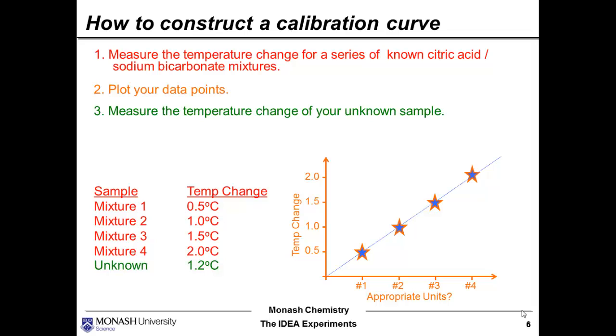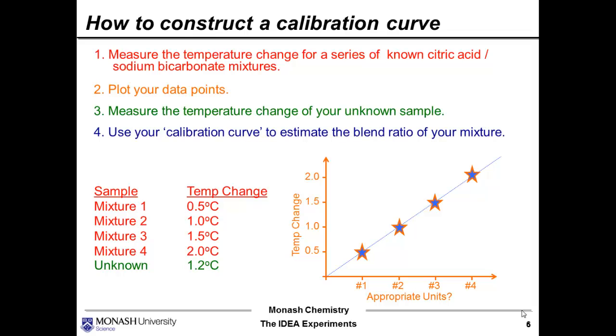Once you've got your calibration curve, measure the temperature change of your unknown sample, in our case the Monash University baking powder, and use the calibration curve to estimate the blend ratio of your mixture. Draw your temperature change line across and bring it down to the x-axis to determine some sort of value.